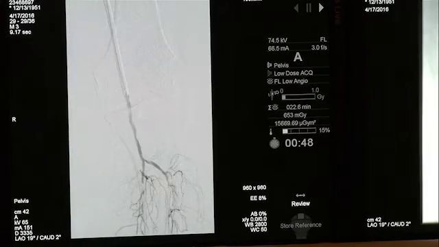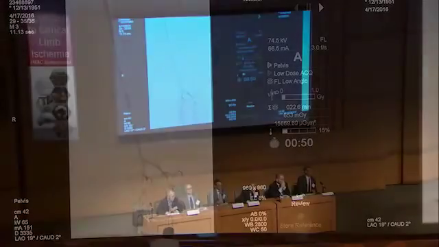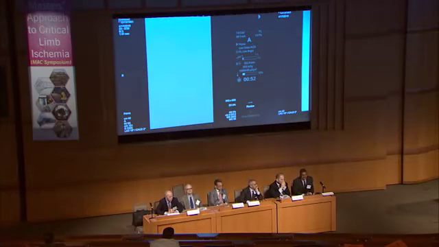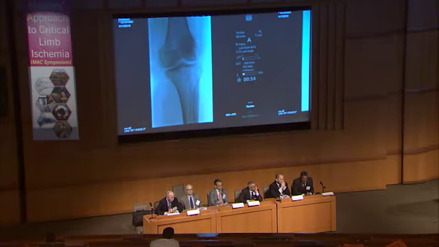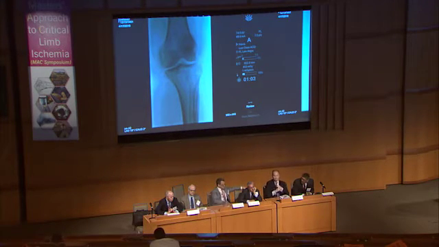I think going back to the question from the audience, this is a good picture that helps you. I think that's a good point. Yes. Thank you. Okay. So John, this distal vessel is diseased. We are placing a 6 millimeter Viabahn.